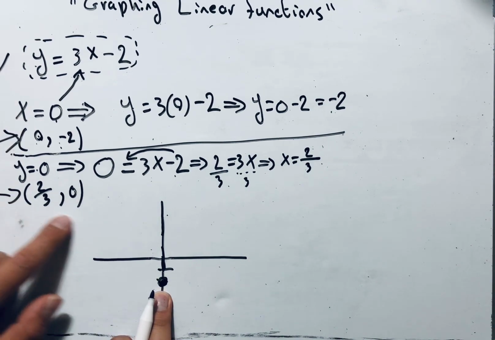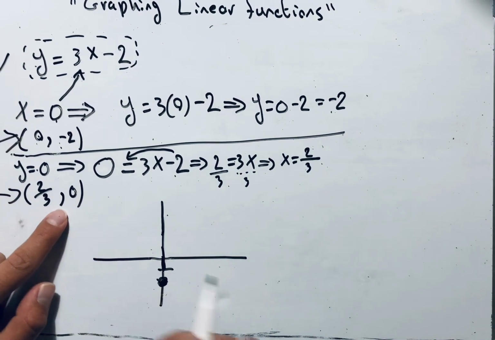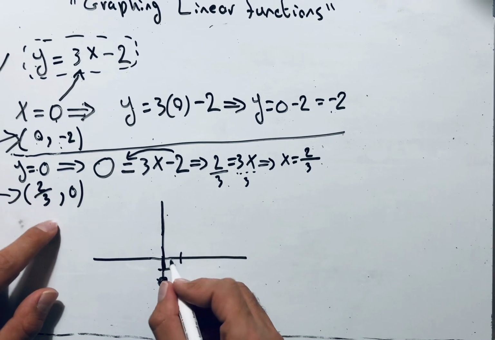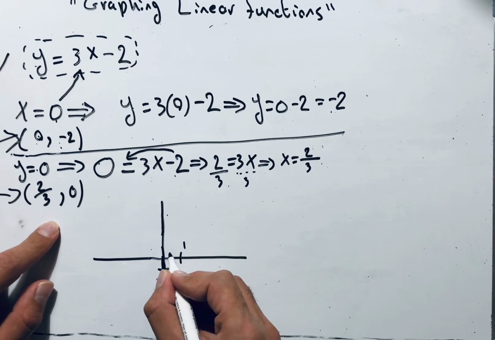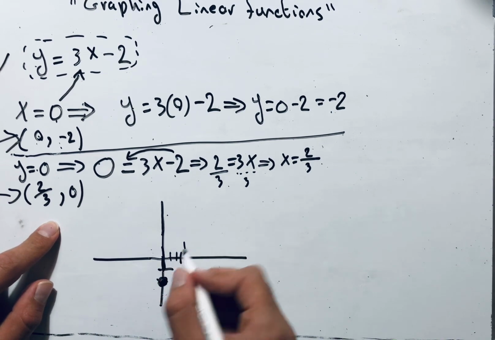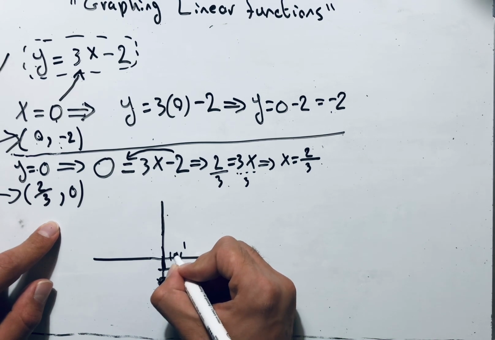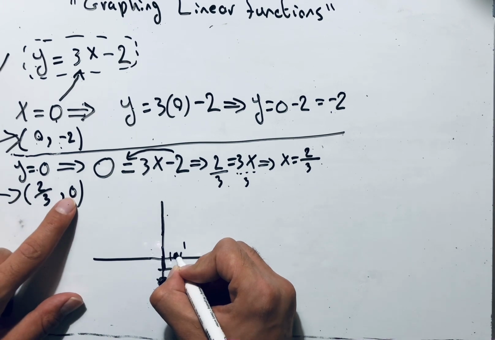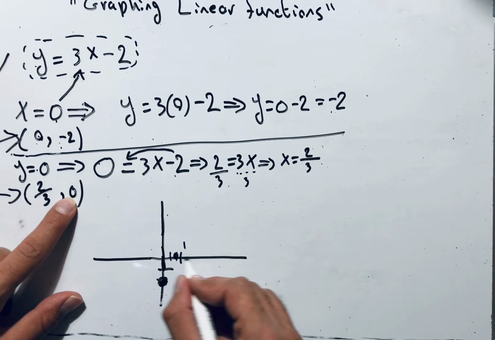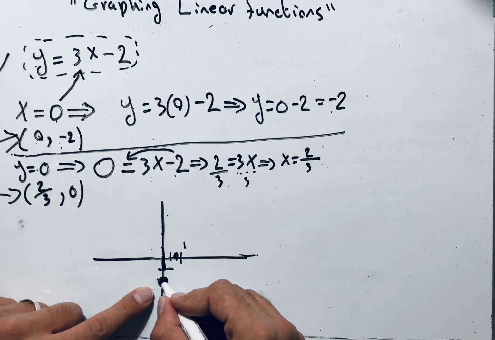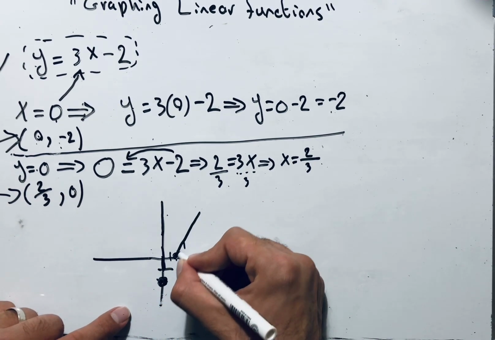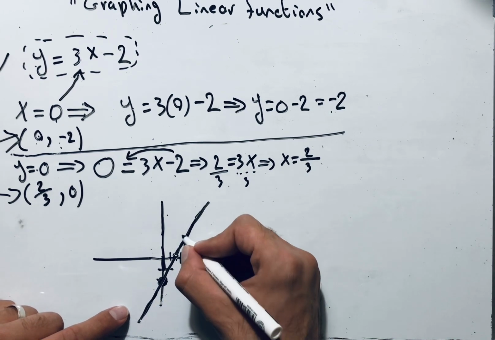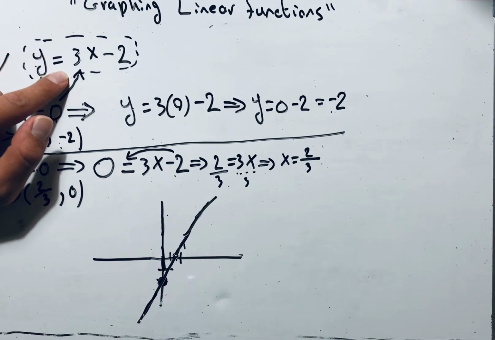We need this point also. Okay, so for this one, if this is 1, and then we divide it into 3 parts, approximately this is 2/3. Okay. And then the y is 0. So basically it stays here. So we have these 2 points. If we join them together, we get a line. And this line is actually the graph of this linear equation, right?